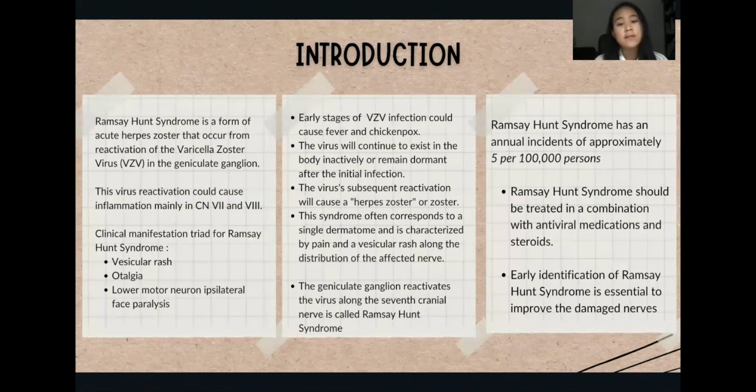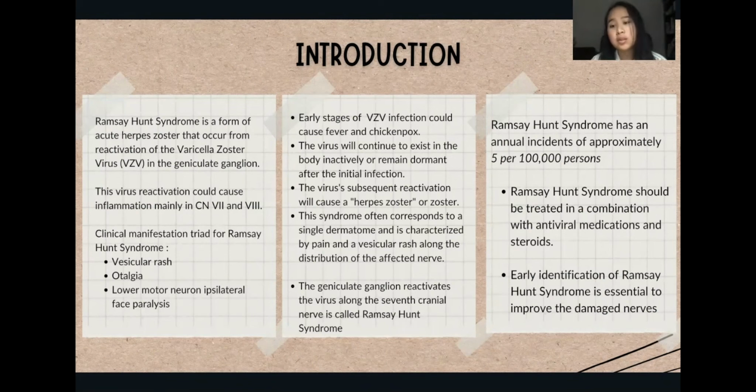The early stage of VZV infection could cause fever and chickenpox. The virus will continue to exist in the body inactively, or remain dormant, after the initial infection. The virus's subsequent reactivation will cause a herpes zoster, or zoster, and this syndrome often corresponds to a single dermatome and is characterized by pain and vesicular rash along the distribution of the affected nerve. The geniculate ganglion reactivates the virus along the seventh cranial nerve, which is called Ramsay Hunt syndrome.